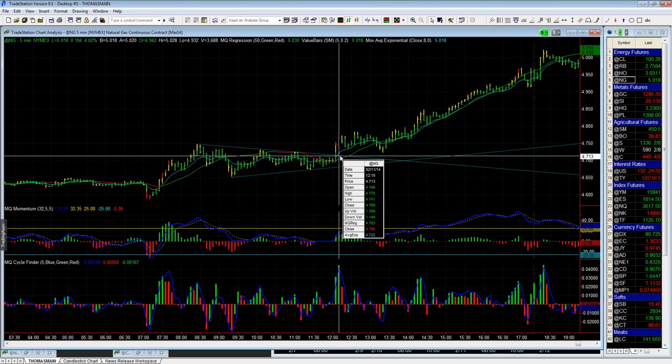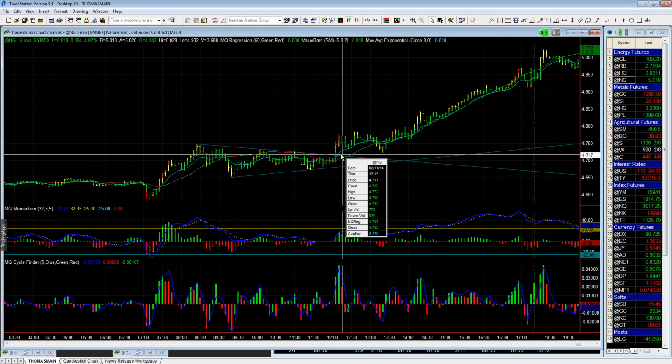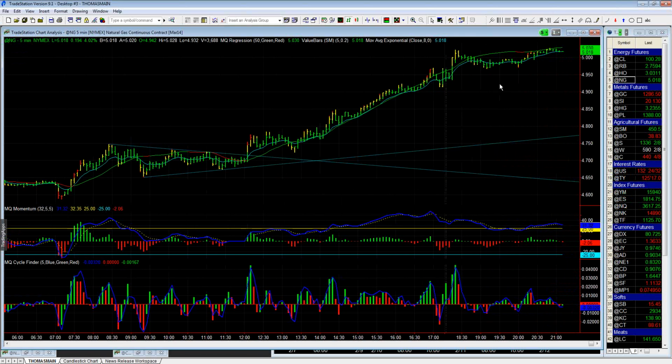You broke out at 4717. Current price is 5018. So you're talking about a $3,000 contract move so far. Not bad.